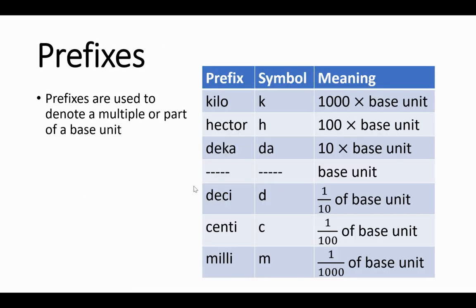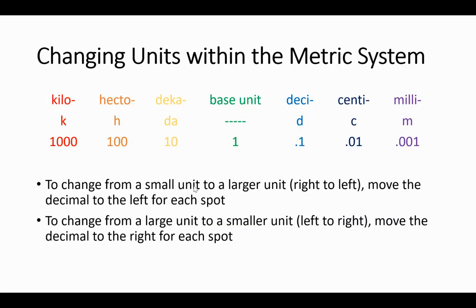So as I mentioned, everything's based on 10. So we use a bunch of prefixes to help us denote multiples or parts of a base unit. You can see here, kilo, k, is 1,000 times the base unit. Hecto, h, is 100 times the base unit. Deca, da, is 10 times the base unit. And then the base unit, whatever it might be. Then deci is 1/10 of a base unit. Centi is 1/100th of a base unit. And milli is 1/1000th of a base unit. If you want, you could pause the video and take a screenshot of this if you like.